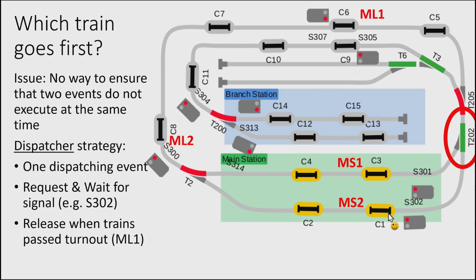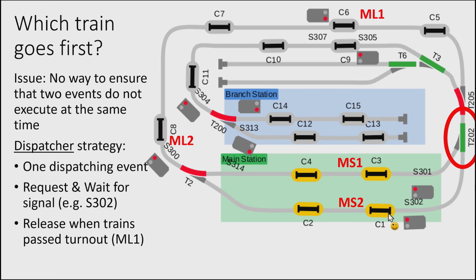So let's say both trains request a route going to ML1. This is two events running in parallel, two events running concurrently. I have no way to ensure that these two events either stop and wait for each other, or do not execute at the same time, or only one of them makes a choice.